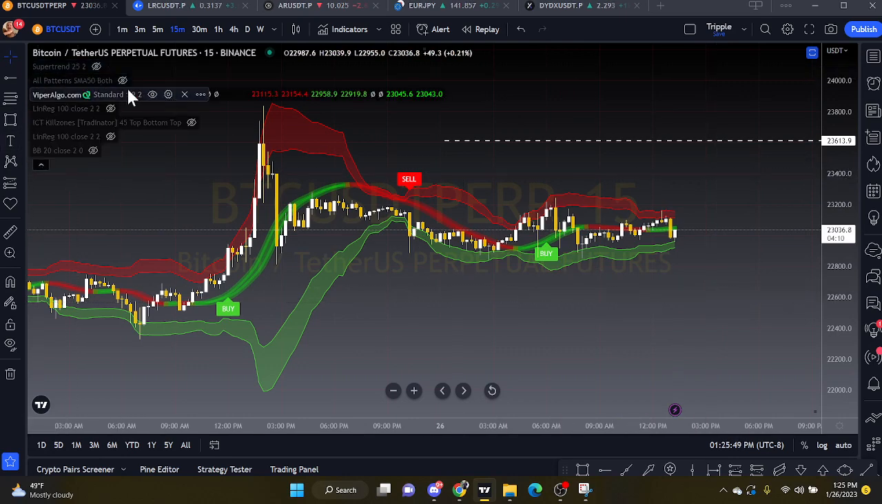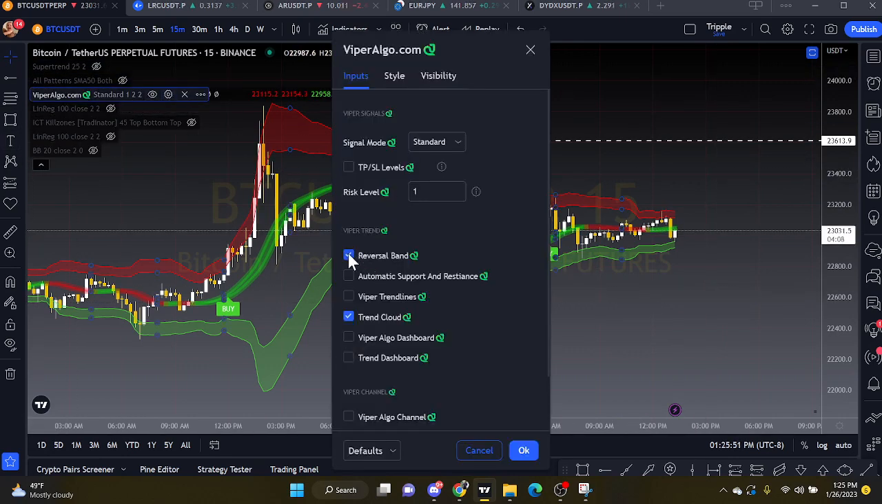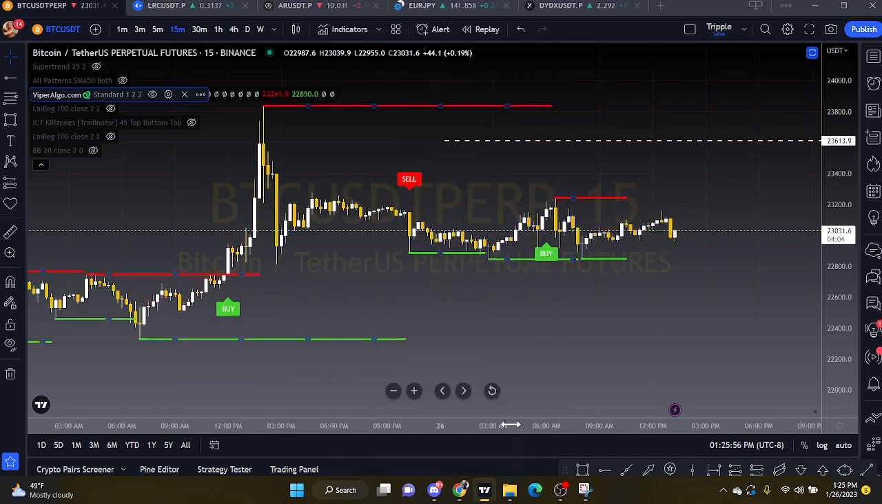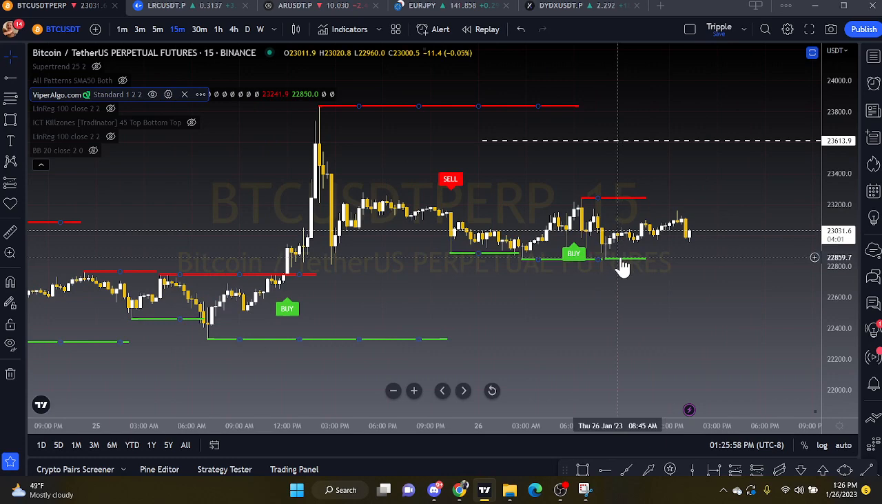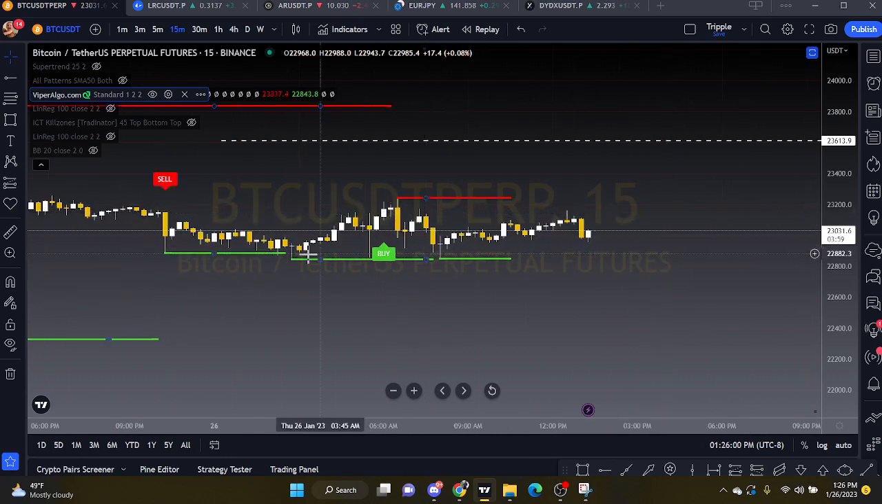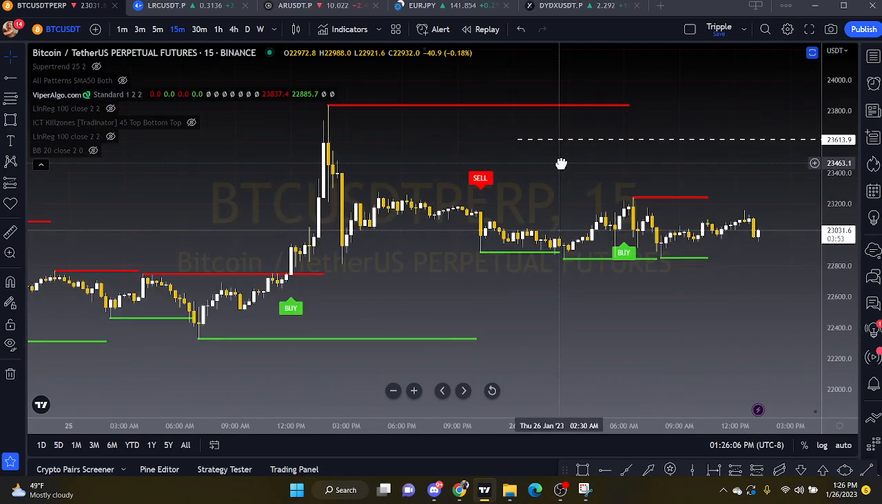Let's see what other things it has. We could turn those off. It has automatic support and resistance. I think these levels are pretty good, right? Kind of shows you your high is high and your low is low. If you long anything here, put a nice little stop loss under that. I do like this one for that, man.